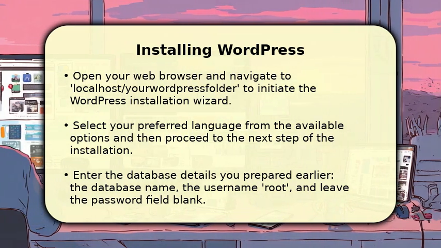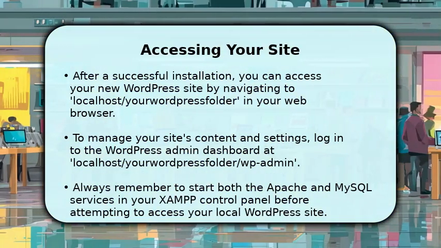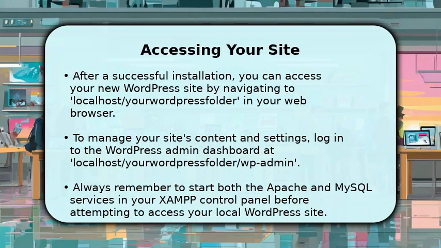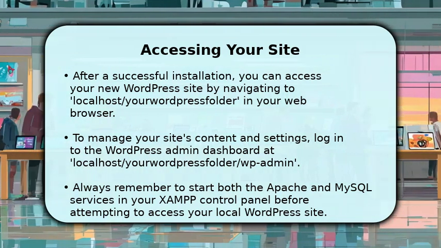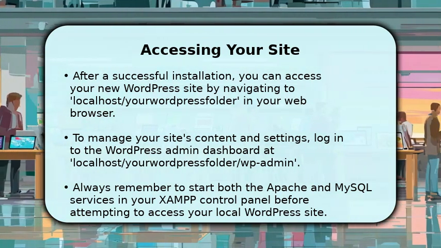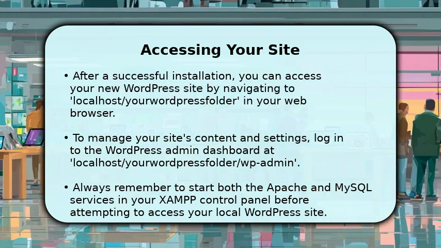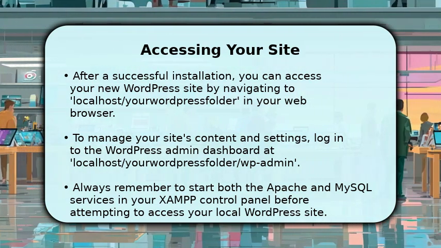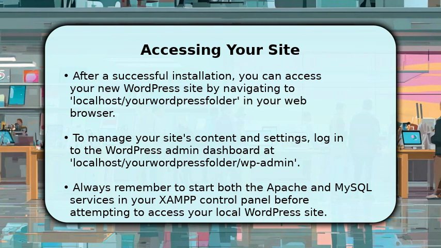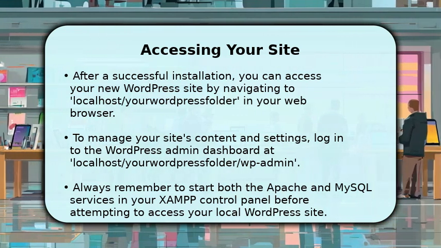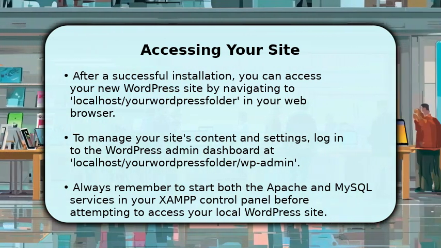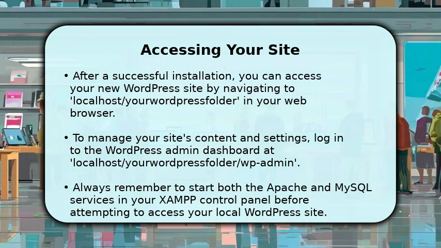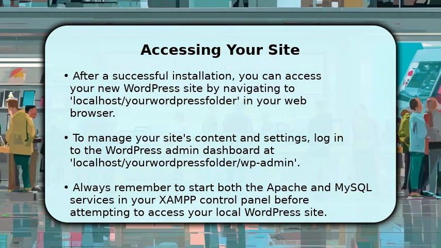You are almost there. Congratulations! Your WordPress site is now installed. You can access your new website by simply typing localhost/yourWordPress folder into your web browser. To manage your site, including posts, pages, and settings, navigate to localhost/yourWordPress folder/wp-admin and log in with your administrator credentials.